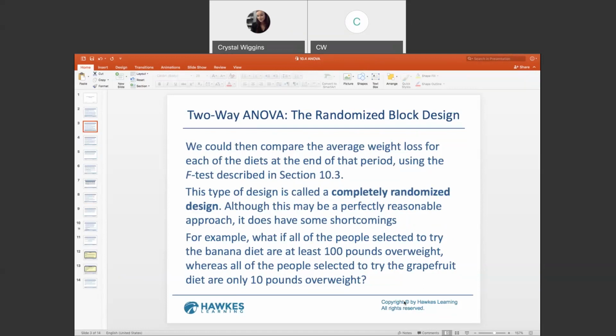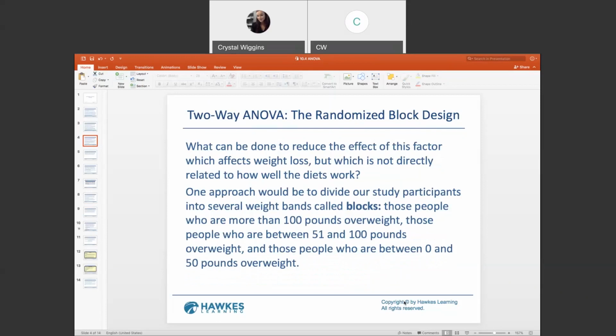But for example, what if all the people selected to try the banana diet were at least 100 pounds overweight, whereas all the people selected to try the grapefruit diet were only 10 pounds overweight? Well, we did a completely randomized design, so it's very possible that the distribution of overweight, and how overweight someone is, was not accounted for when we just randomly selected numbers 1 through 9 to put into each diet. So what can be done to reduce the effect of this factor, which affects weight loss, but which is not directly related to how well the diet works?